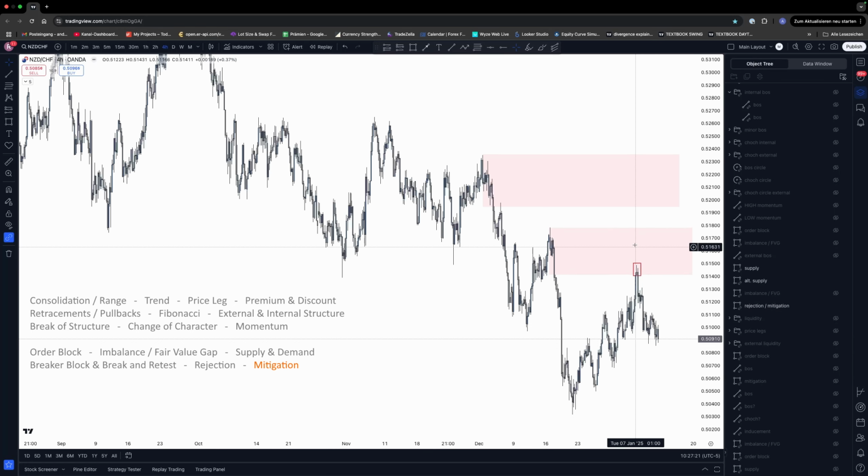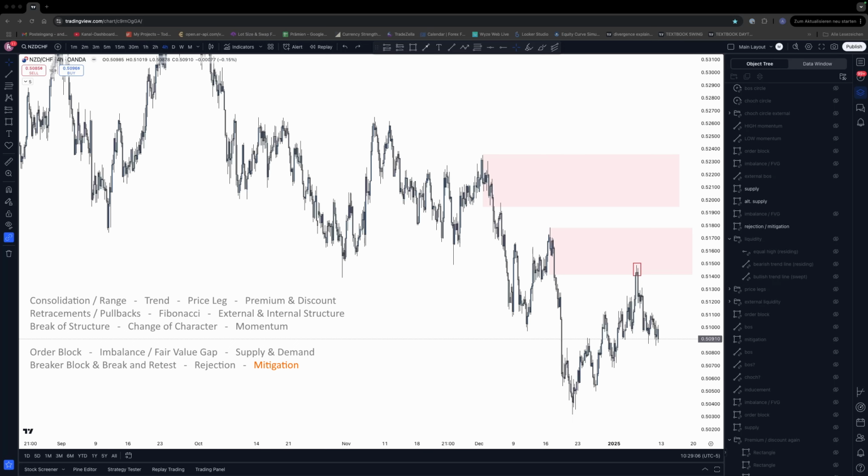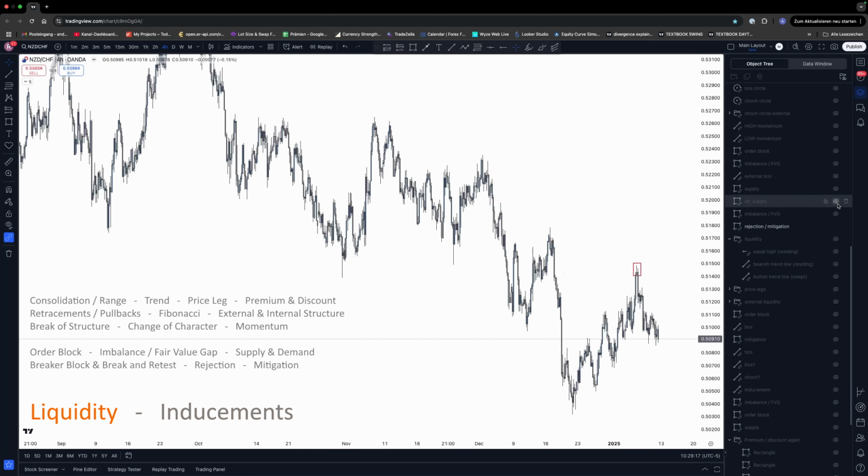Once it's mitigated significantly, don't use it anymore as a potential reversal point. So now that we got this out of the way, we can finally go into liquidity. This is really where the butter goes by the fish, as we say in Germany. Liquidity is a true driver of the market, in my opinion, and it's the most powerful concept that I'm going to show you in this video and that I use in general for trading.